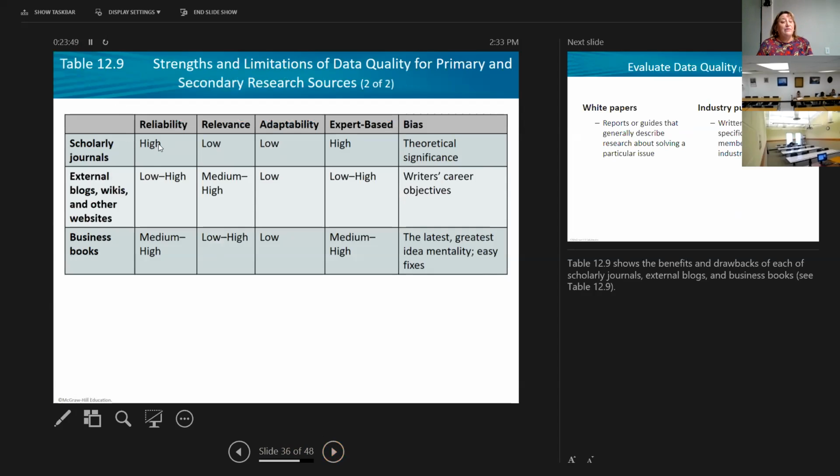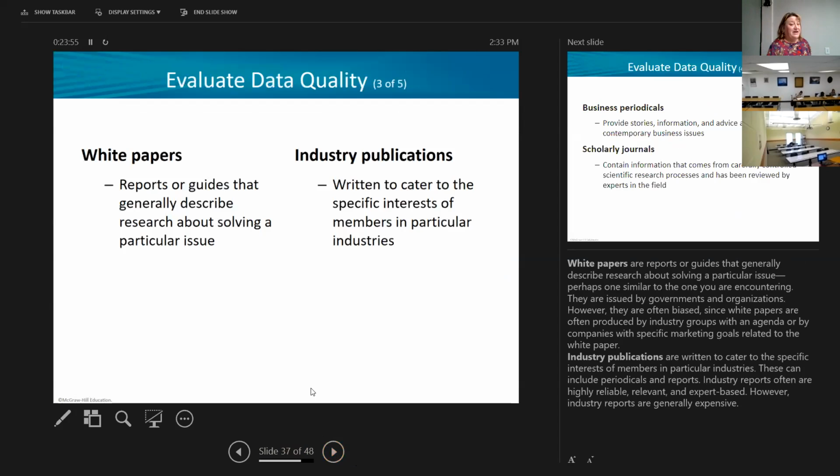So if you want high reliability, go for the scholarly journals. But if you want something else, you may have to take a look at some of these other things. Again, a white paper is a report or guide that describes research, doesn't actually give you recommendations. It's more of a description. An industry publication caters to the interest of people in a particular industry, like maybe manufacturing or clothing manufacturing or fast food industry or something of that sort.